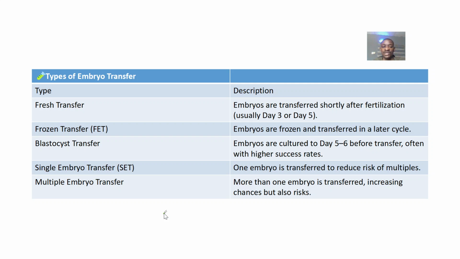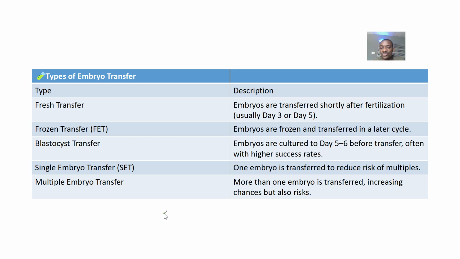So types of this embryo transfer: fresh transfer within 3 to 5 days, frozen transfer. This one, eggs are frozen, then transferred in a later cycle. And embryos are frozen, like the fertilization went on, but they froze it till later.